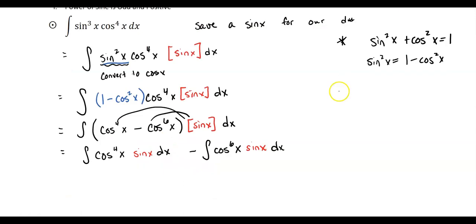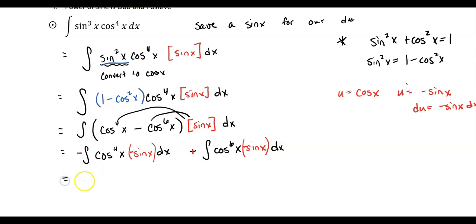So next I'm going to choose u to be cosine of x, which means u prime is negative sine of x. So du will be negative sine of x dx. I almost have that. I just need a negative on each of these sine of x's. And if I place a negative here, that means I need to multiply by a negative on the outside of each integral, which will turn the first one negative and the second one positive.